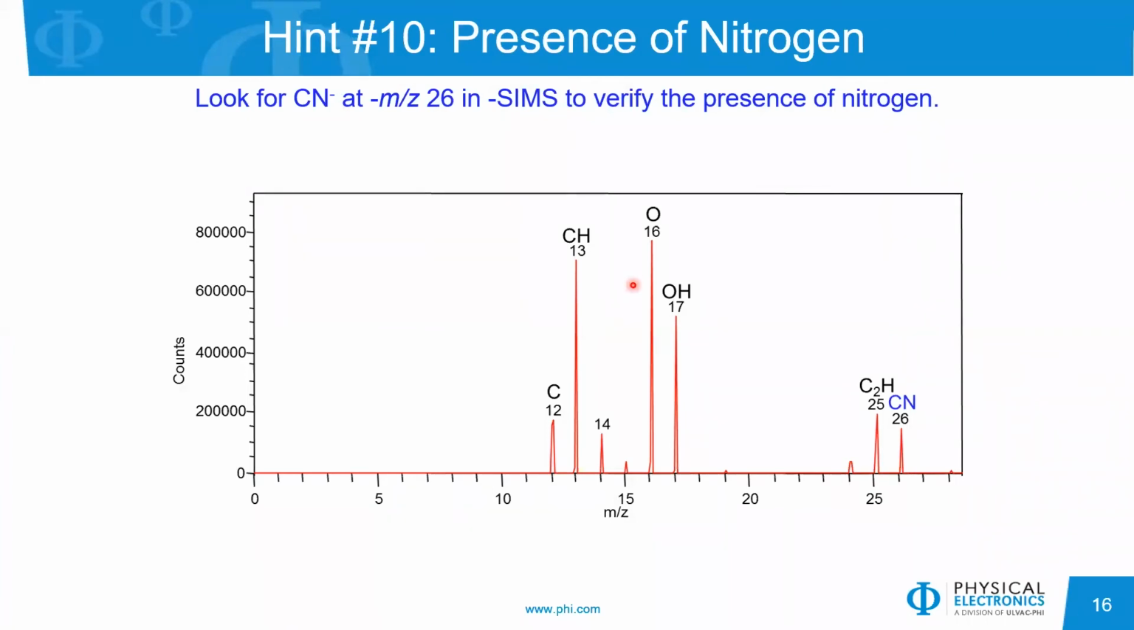You can confirm the presence of nitrogen in your sample by looking at the negative ion polarity. And if there is nitrogen present, you will see a fairly strong peak at a mass to charge ratio of 26. So this is the CN minus peak in the negative ion polarity. So it's a good confirmation that your molecular ion in the positive polarity might contain nitrogen.